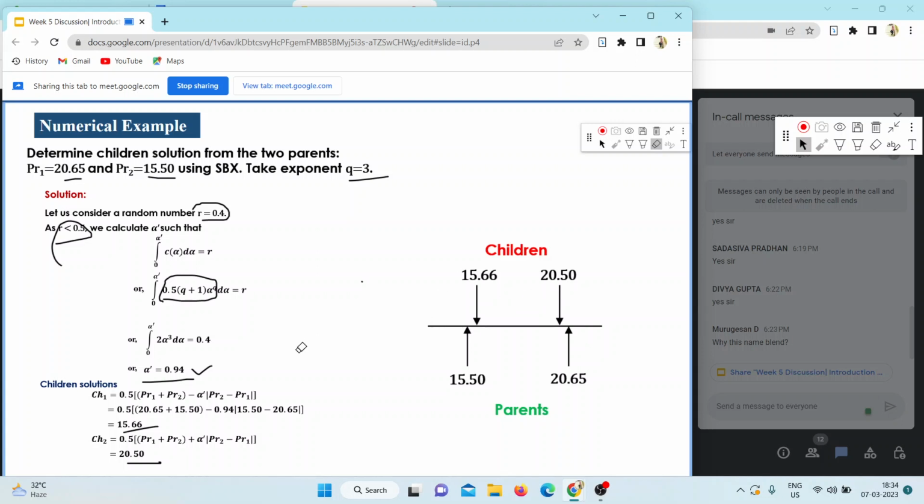So how do we know our solutions are contracting ones? You see, our parents were 20.65 and 15.50. Our children's solutions are coming as 15.66 and 20.50. As 15.66 and 20.50 lie between 15.50 and 20.65, this is contracting.